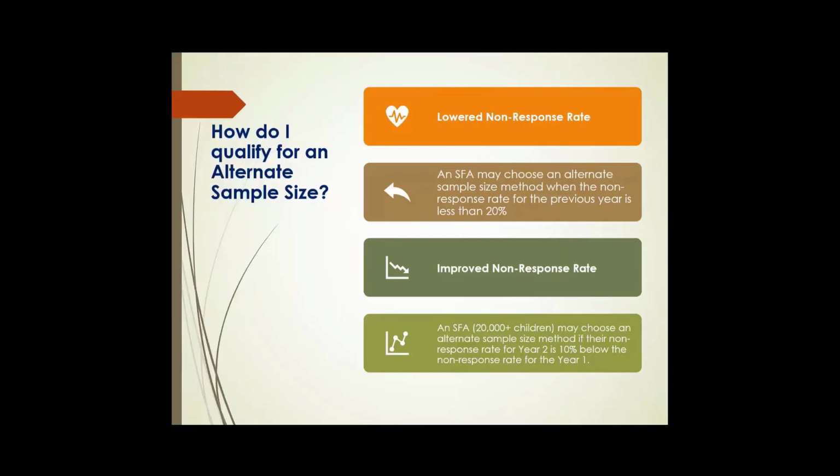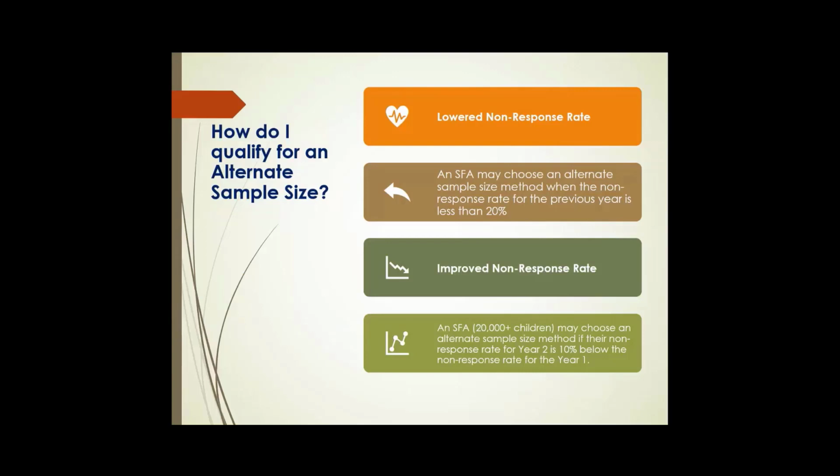So you may have a question about how does an SFA qualify to use an alternate sample size? Well, the way to qualify is to either have a lowered non-response rate or to have an improved non-response rate. When we say lowered non-response rate, that means that the second year from the preceding year, your non-response rate is less than 20%. Okay, so that means you can choose an alternate sample size if you look back to the preceding year and your non-response rate is less than 20%, and you receive your non-response rates when you get your verification method. So you'll know whether or not you qualify because of a lowered non-response rate.